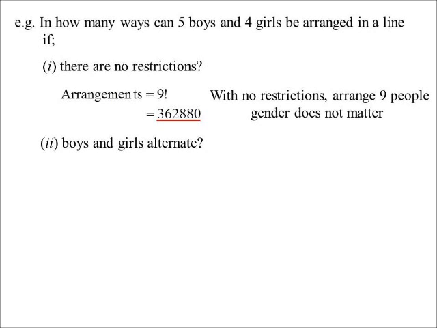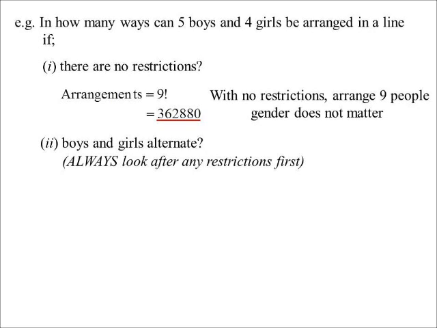But much more fun if we put restrictions in it. The boys and the girls alternate. All right. If the boys and the girls alternate, how many ways of doing it? Always look after your restrictions first, the things that are causing you problems in working out the number of arrangements.